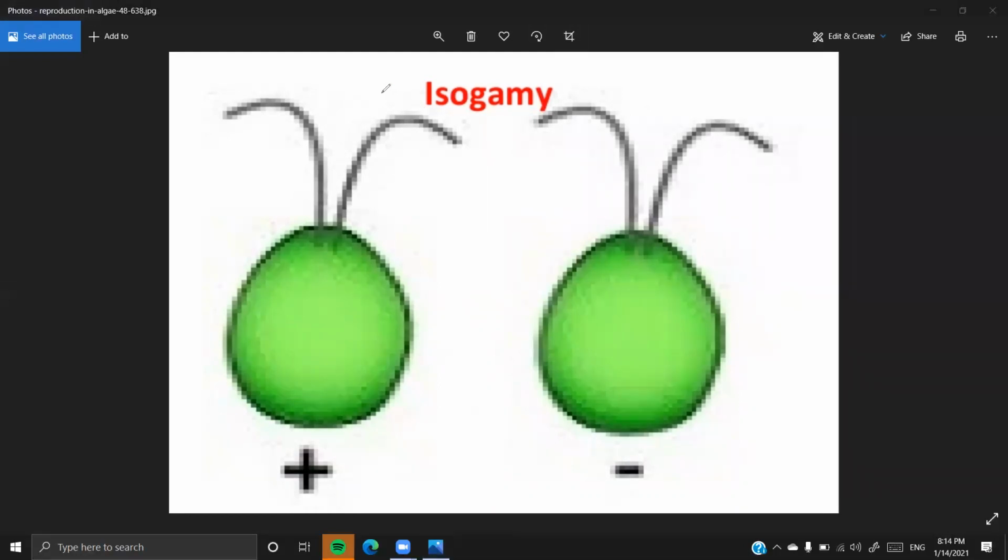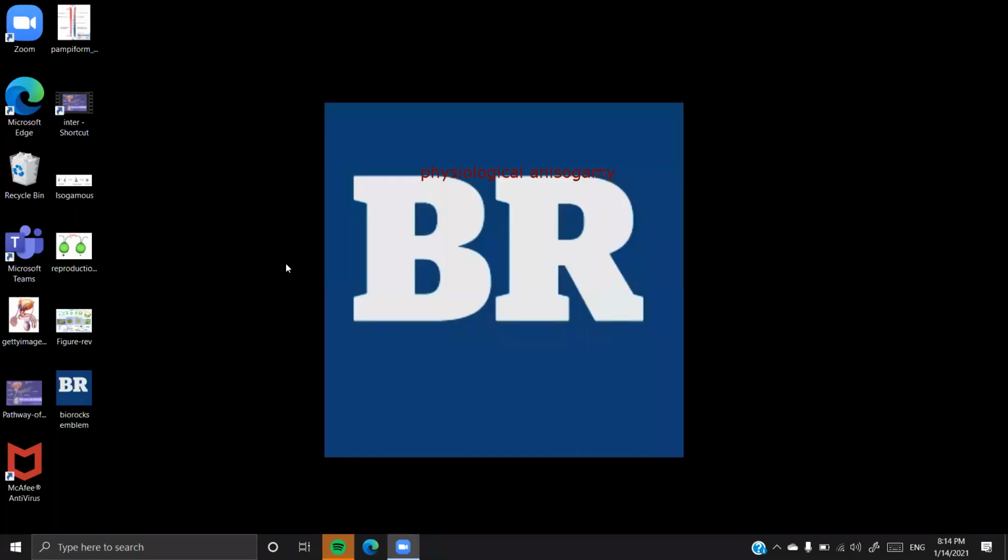This is important for you all to remember, that this is also a sort of isogamy, but they are physiologically varying. So we name them plus and minus strain. We call this physiological anisogamy. I hope you all are understanding the point. Physiological anisogamy. So this is isogamy where the gametes are very similar morphologically, externally they are very similar, but physiologically they are varying, so we call it physiological anisogamy.